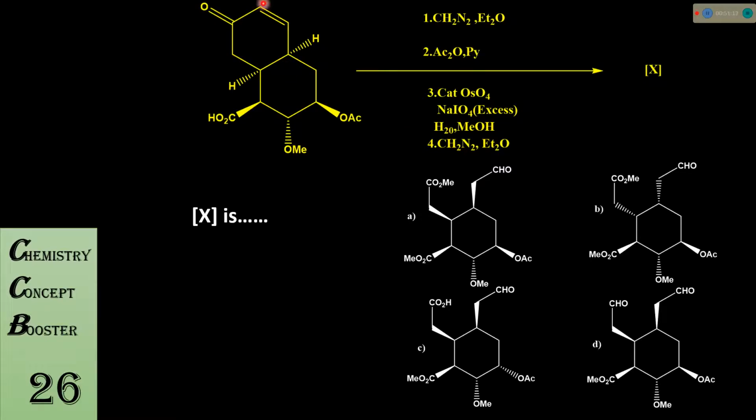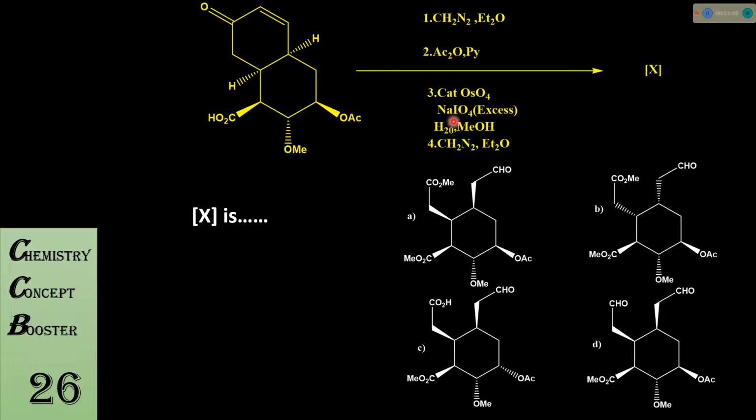So this is the whole compound. First diazomethane, then acetic anhydride and pyridine, then OsO4, then sodium iodide, then H2O and methanol, then again CH2N2, diazomethane in ether. So this is H2O, not H20. This is just a drawing mistake. This is H2O, not H20.